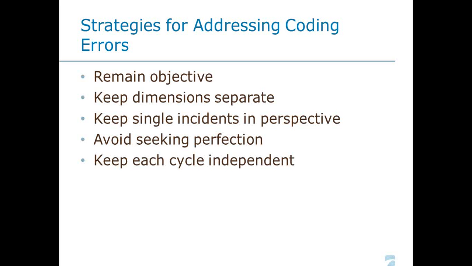A third strategy is to keep those single incidents in perspective. Remember that we're always looking at the average experience of the average child, and something that happened to one child is not going to weigh too heavily unless there are only 4 kids in the video, and then obviously there is greater weight.